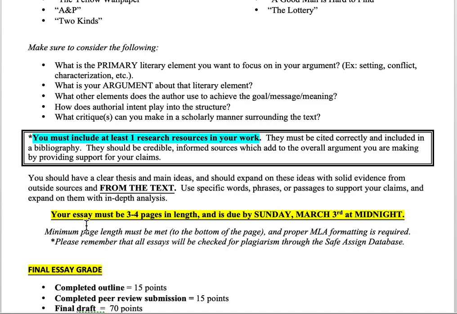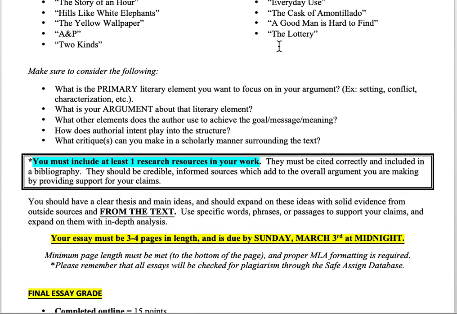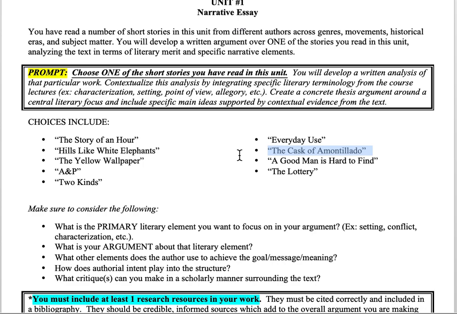You do need to have a clear thesis with your main ideas, and then you expand on that with lots of good evidence from the text. So this means that you pull in specific quotes from the text to show your audience what you're talking about. So if I want to talk about The Cask of Amontillado and whether or not Montresor is mad or crazy, I might bring in a quote wherein he's saying, you might think I'm mad, but I'm not, and here's why. And then I'd analyze that quote.